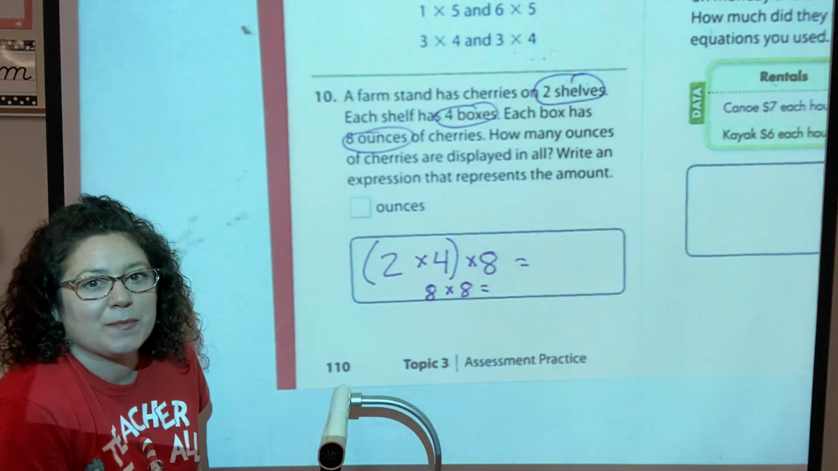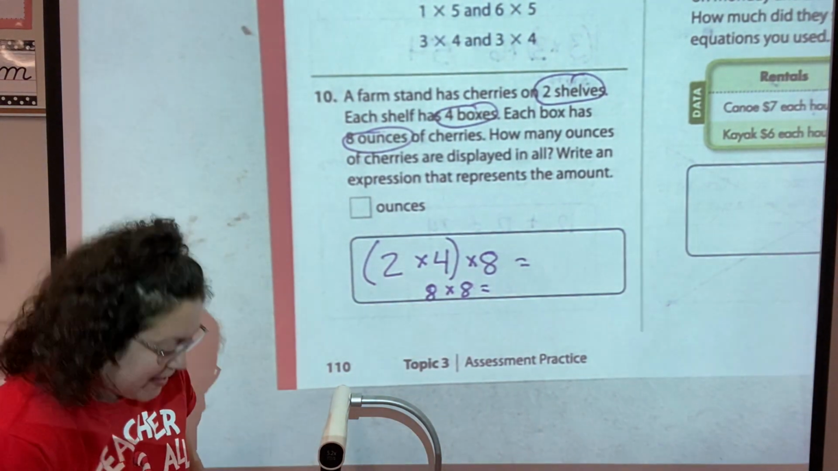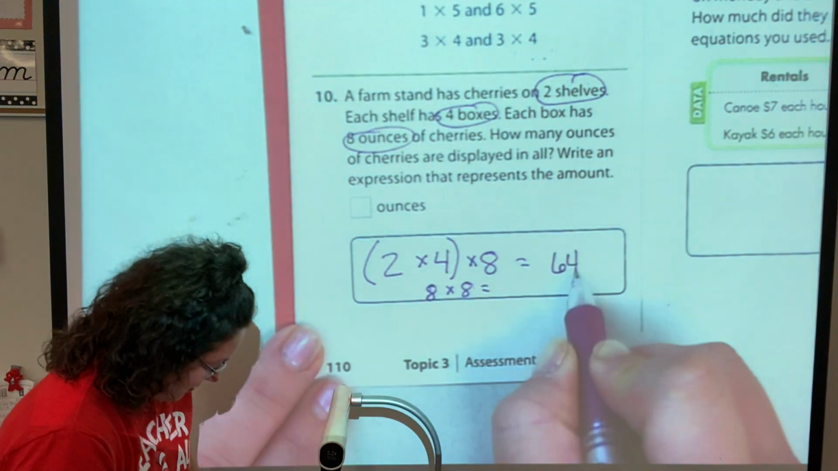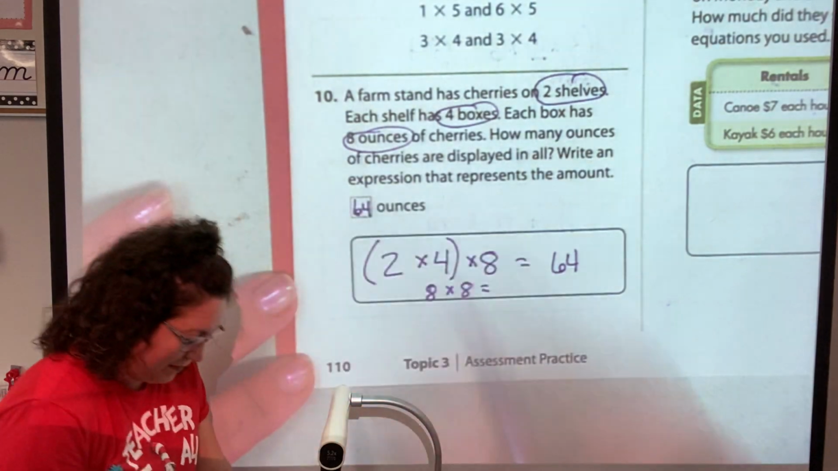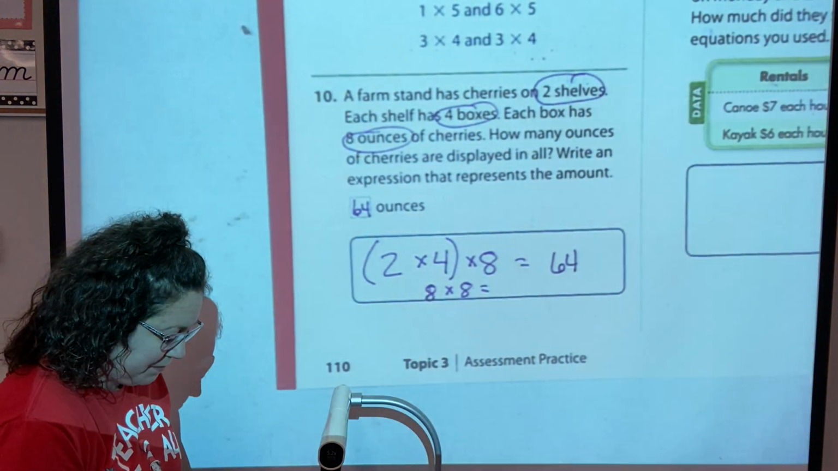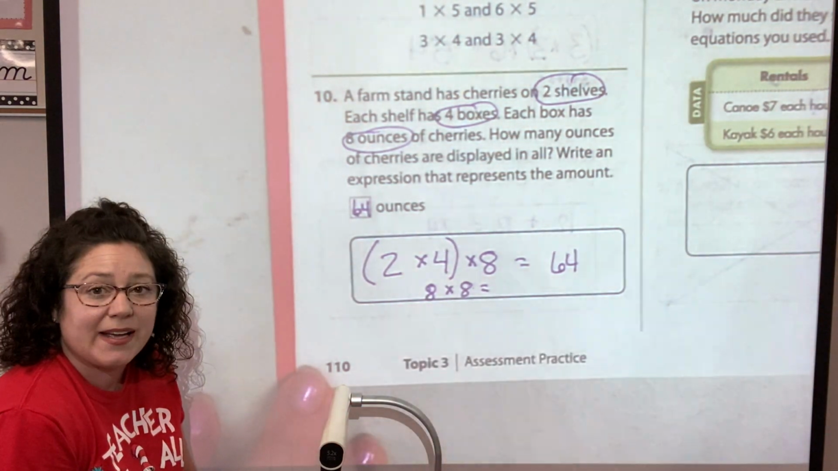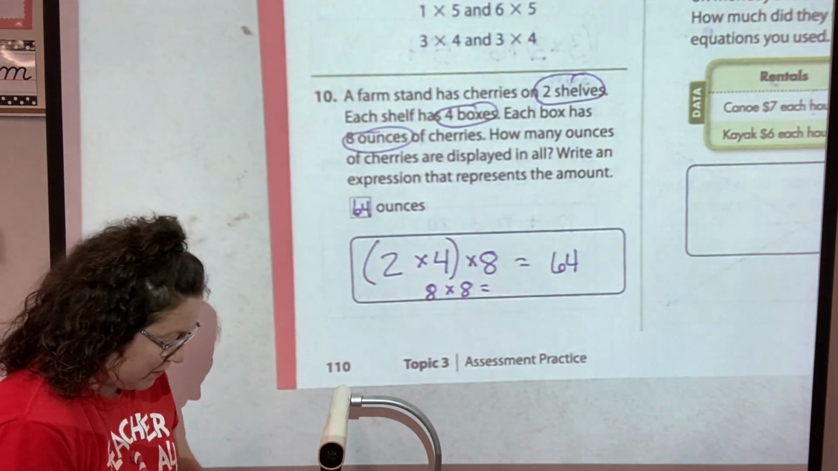Oh, there's a tricky one. You remember what we said? 8 on the floor, 8 on the door. 8 times 8 is 64. Gotta remember that one. All right. Or you could have added 8 groups of 8. Sometimes with that 8 times 8, you just remember the little song.